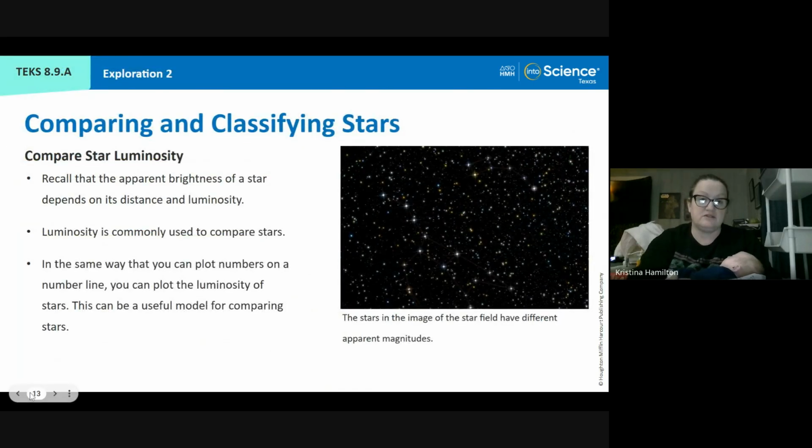Okay, when we go to compare and classify stars, we can compare the star's luminosity. So remember and recall that apparent brightness of a star depends on the distance and its luminosity. So how bright it is. Okay, and this is where it gets a little bit confusing. So your apparent brightness is what you can see with your naked eye or a basic telescope. But as we go into the HR diagram, which we'll go into a little bit further on Friday, you're going to see that the luminosity is just a little bit different. It has to do with how the star burns.